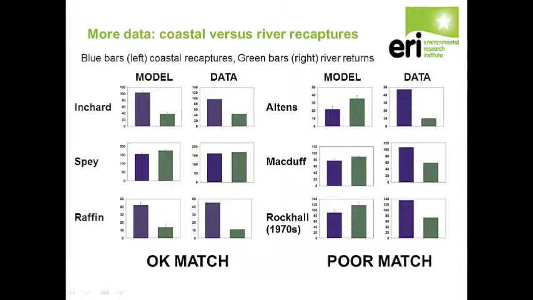And if we look at a different output from the model, this time the relative numbers of fish that were captured in coastal waters compared to the numbers that are making it back to the home rivers, we can see again a similar pattern in that the model does a reasonably good job of predicting the output of some tagging studies, but a really quite poor job of predicting the output of some of the other studies.